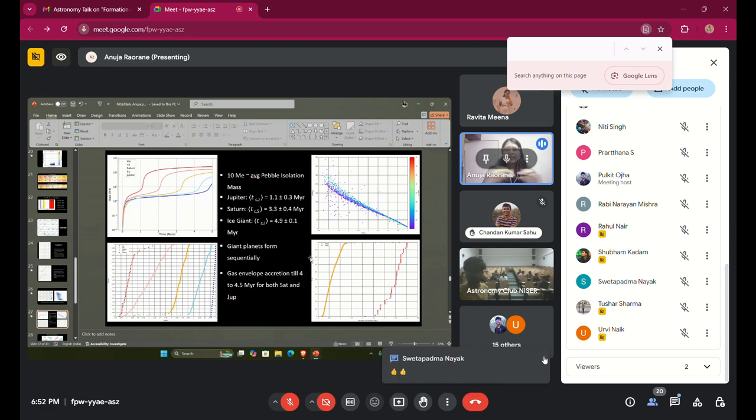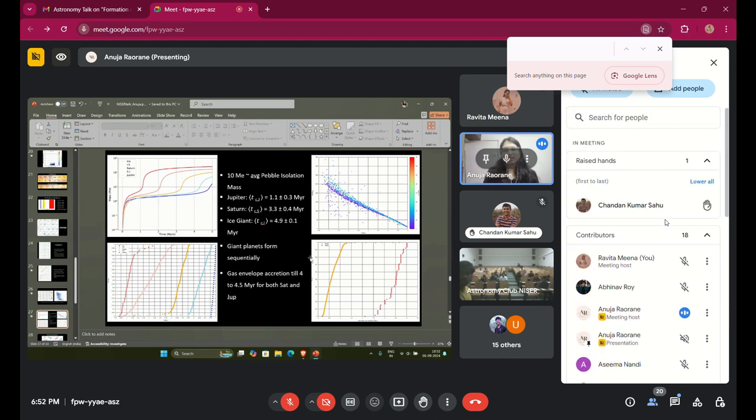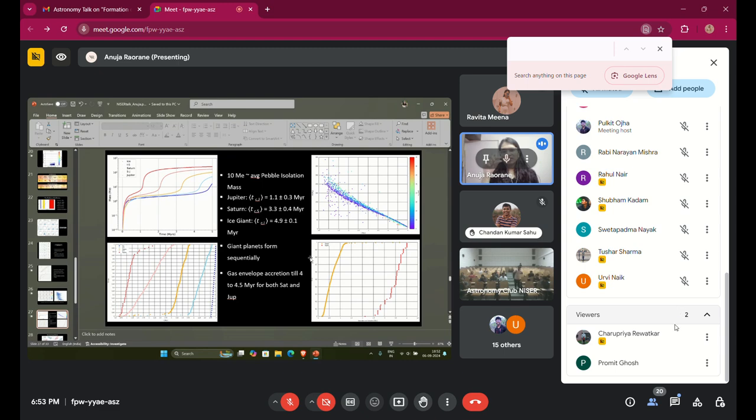So in reality, the disk height is very low compared to the radius. The actual h by r is very small, and r is very high. So the actual disk of the planet becomes very thin, and we can approximate it to a planar structure. Was it clear? Yes, I think Shweta Padma, who asked the question, is happy with your answer.